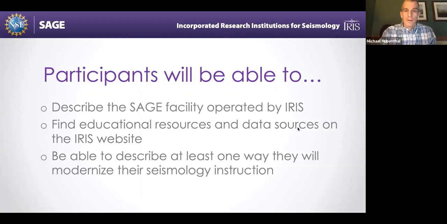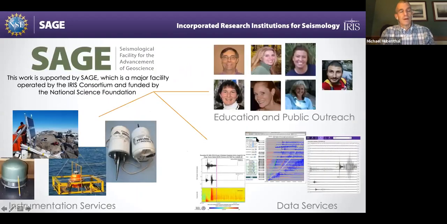So I think the place to start is by talking a little bit about the SAGE facility. SAGE stands for the Seismological Facility for the Advancement of Geoscience. It's funded by the National Science Foundation as a research facility, and we have three main programs that we operate at the SAGE facility. The first is instrumentation services, and this group is responsible for the deployment and maintenance of seismic instrumentation around the world.